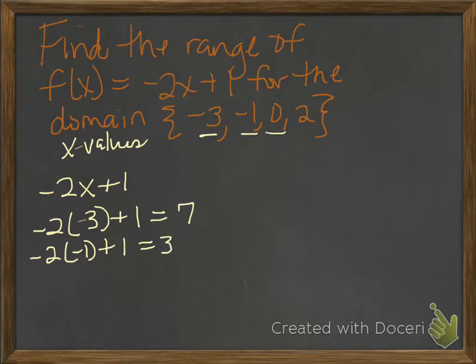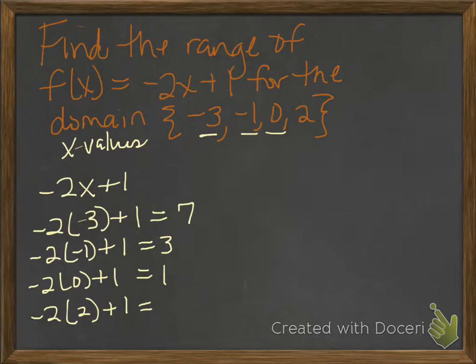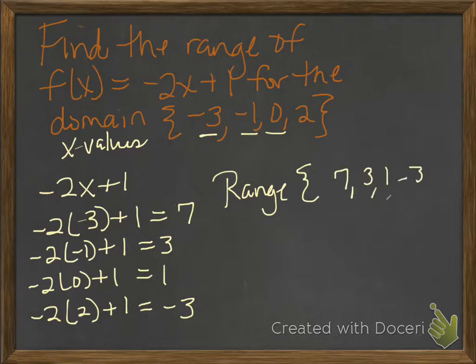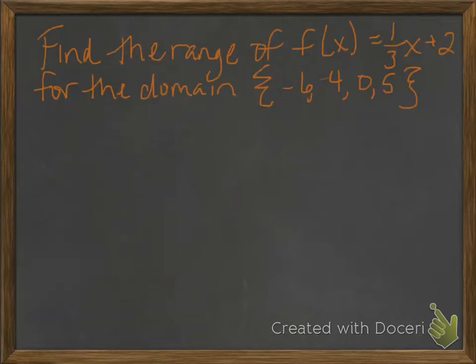Okay, that was that one. Now we're going to 0. -2 times 0 is 0, plus 1 is 1. And then our last one, -2 times 2 plus 1 equals, okay, -2 times 2 is -4, plus 1 is -3. Okay, so my range is 7, 3, 1, and -3. Alright, let's do another one.